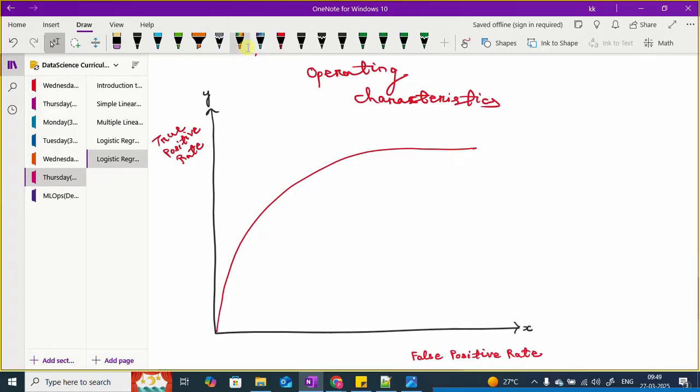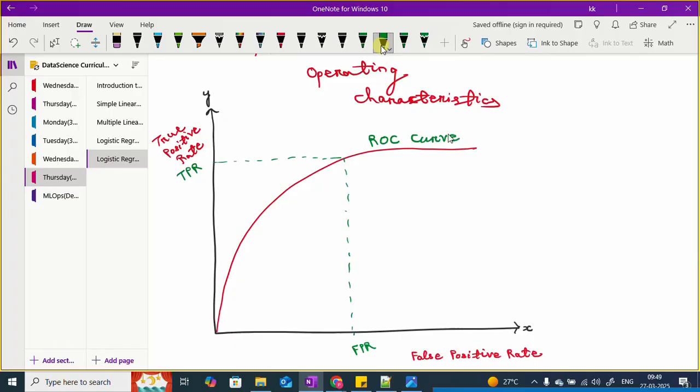If I draw a perpendicular line where it touches the x and y axes, generally the curve increases exponentially and after a certain time it becomes stagnant. Let's say it touches the y axis here and the x axis here. Let me write down: this is FPR, the false positive rate, and this is TPR, the true positive rate. This red color curve is called the ROC curve.